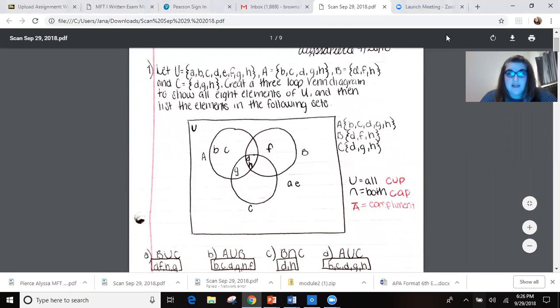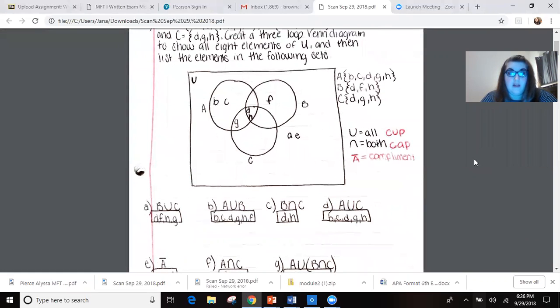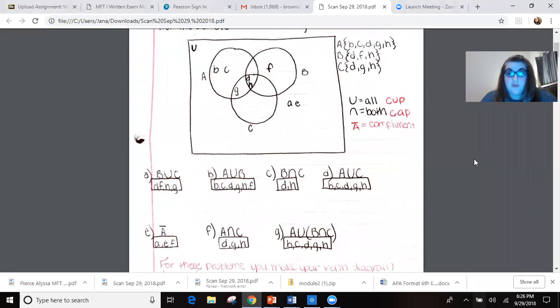in the following sets. So down here I have drawn a box, which is U, because U contains every single set. Then I have my Venn diagram of A, B, and C with all of the elements within each respective circle. Down here we are supposed to find the following elements in the sets, okay? So we'll start with A.